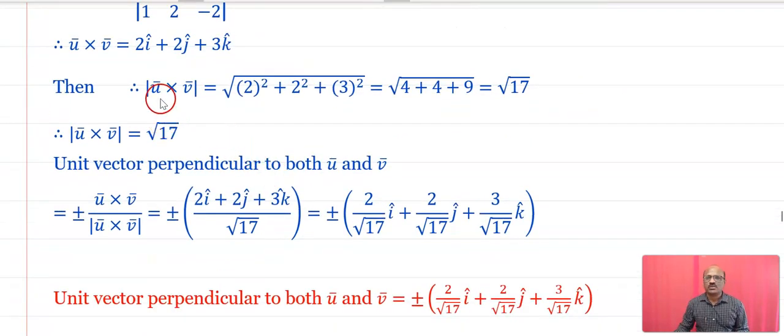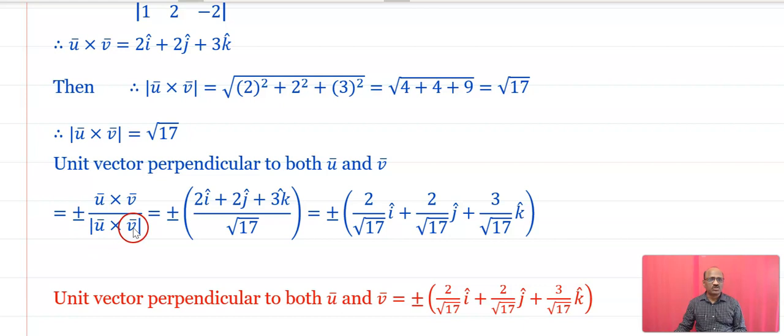Their magnitude, mod of u bar cross v bar, that's equals to root of 2 square plus 2 square plus 3 square, that is 4 plus 4 plus 9, and that is the root of 17. Therefore, mod of u bar cross v bar is equals to root of 17. The unit vector perpendicular to both is equals to plus or minus u bar cross v bar upon their magnitude.